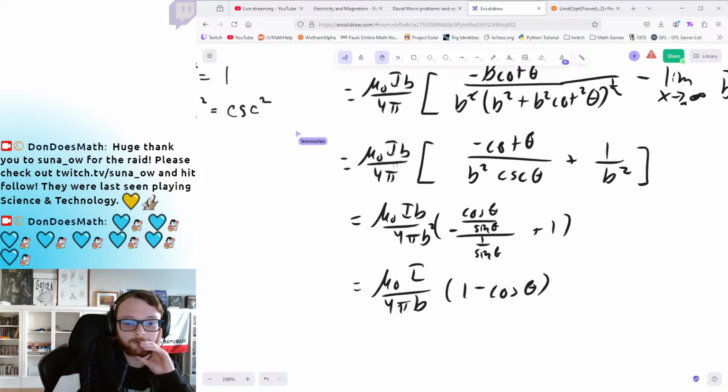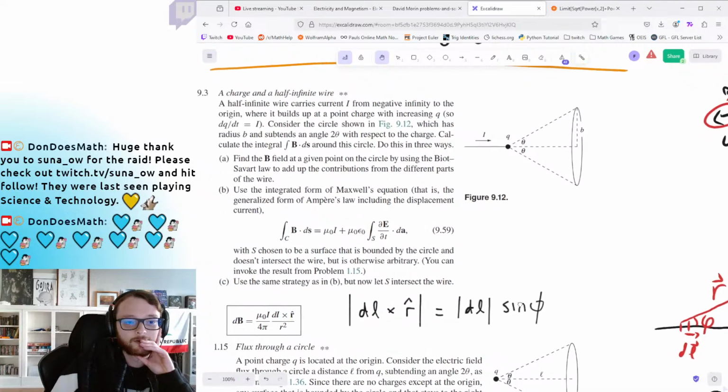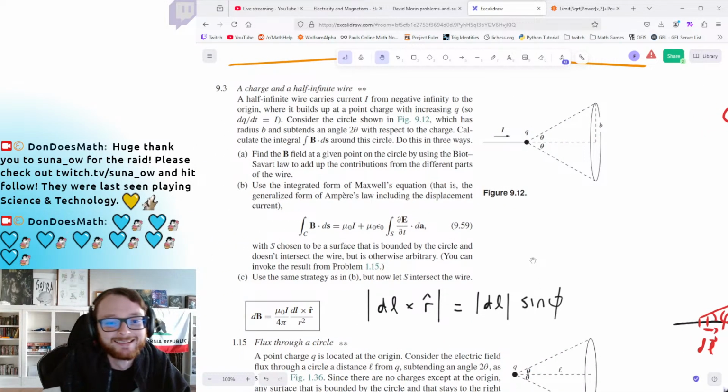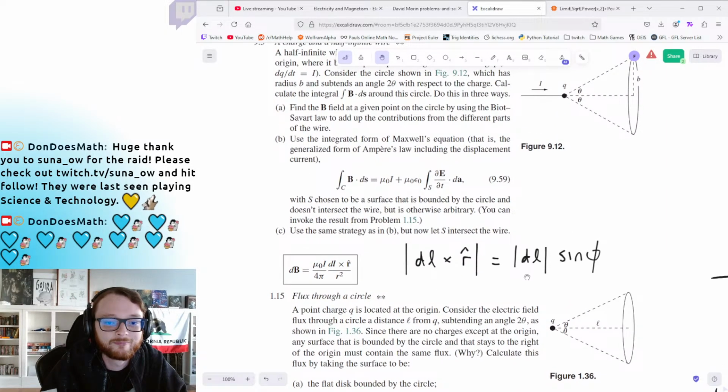Well, I feel good about this. So that's part A. So we're doing this thing 3 ways, so if we get the right answer, that should help us with B and C.